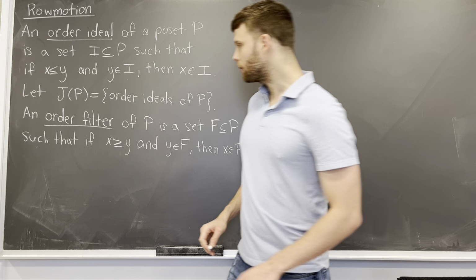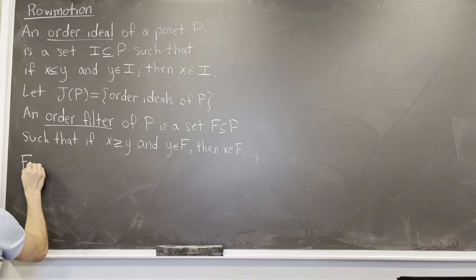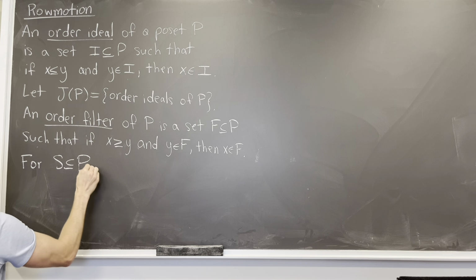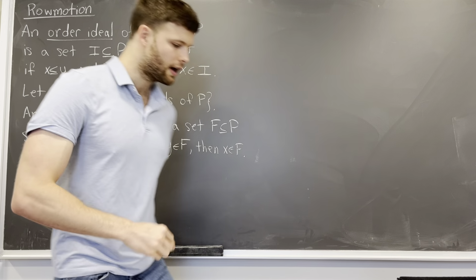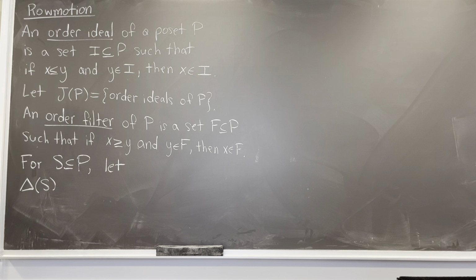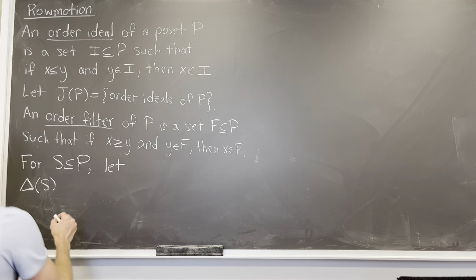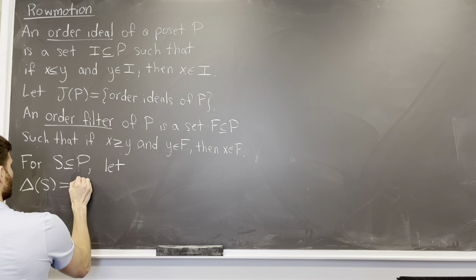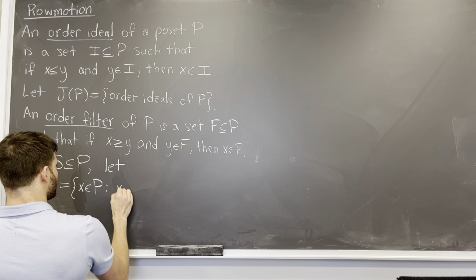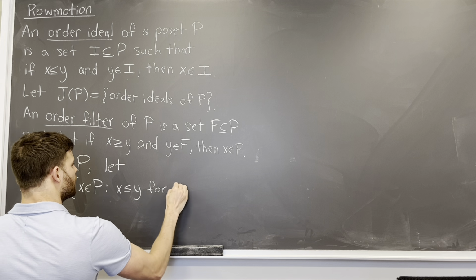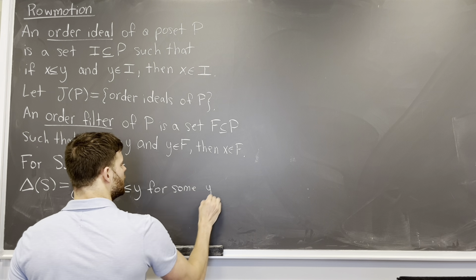And now if I have some set S, a subset of P, I'm going to let delta of S be the set of things that are less than or equal to something in S. So you can think of it as saturating downward, or in other words, it's the order ideal generated by S. So this is just the set of X in the poset such that X is less than or equal to Y for some Y in S.